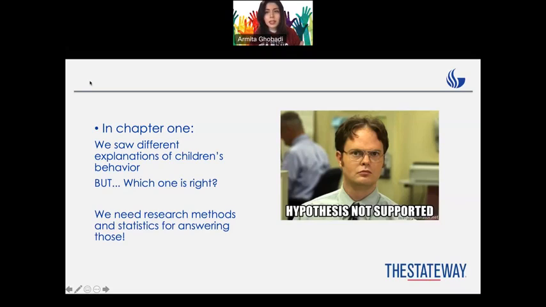For example, we're going to see some behavior in children, and we have to understand, okay, should I go based on Skinner, Pavlov, or Piaget? Which one is going to work? We need research methods for understanding that and answering those questions.